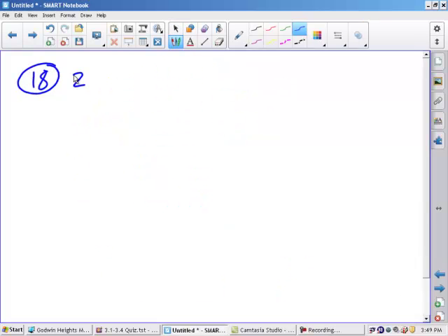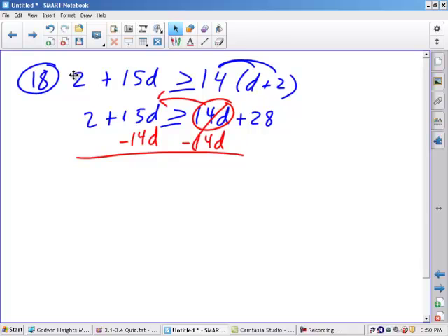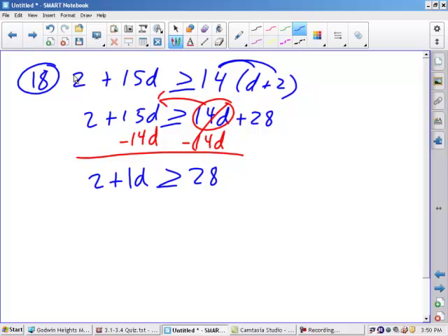Okay, these last few just asked me to solve them. Don't graph them. So 2 plus 15d greater than or equal to 14 times d plus 2. So first of all, I distribute, and I drop this stuff down, and I get 14 times d is 14d. 14 times 2 is 28. I now have to take this 14d and somehow move it over here because it's on a different side of the equation, or inequality. So I subtract 14d from both sides, and I get 2 plus 1d is greater than or equal to 28.